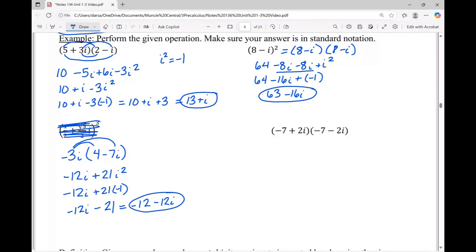In complex numbers, we have something called a conjugate. So if we look at these two complex numbers, -7 plus 2i and -7 minus 2i, what is the only difference between them? Well, that middle sign is the only difference. One is a plus, one is a minus. We say that these two numbers, -7 plus 2i and -7 minus 2i, are conjugates.